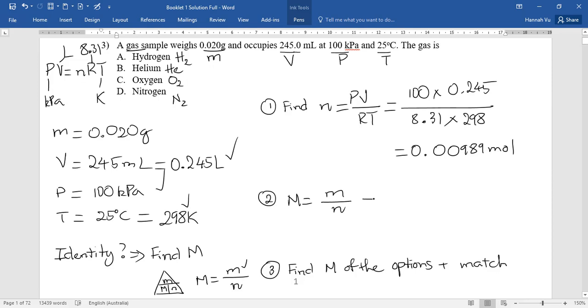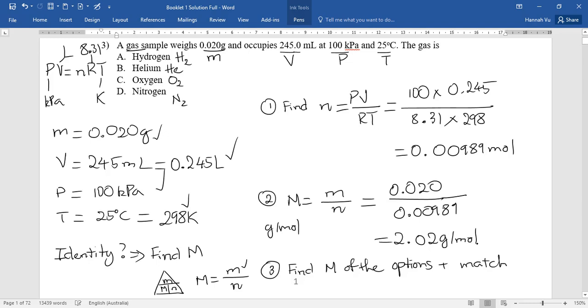And now I'm going to find the molar mass. Mass is in gram, which is good. Number of mole is in mole. Molar mass is supposed to be in grams per mole anyway. So I don't need to do any conversion for my mass at all. So we have 0.020 divided by 0.00989. It is a good idea to keep the exact values, or as much as possible, by copying and pasting in your calculator. So I get 2.02 grams per mole.